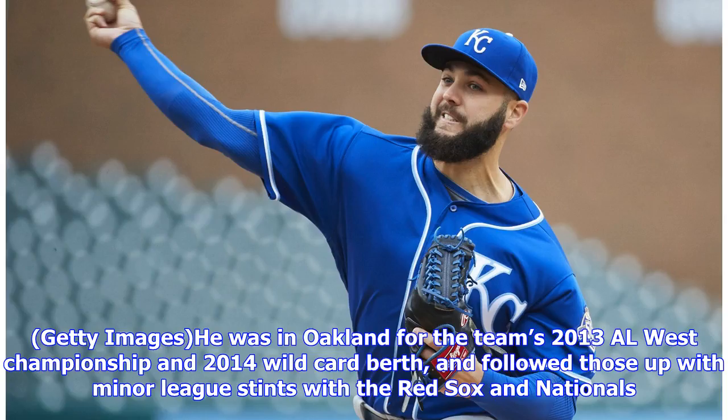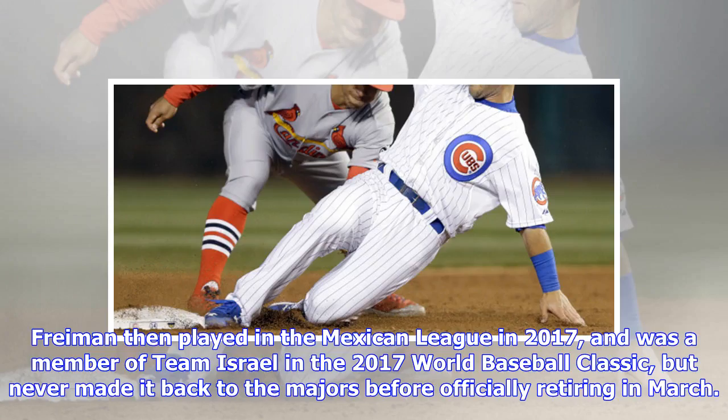Getty Images. He was in Oakland for the team's 2013 AL West Championship and 2014 Wild Card berth, and followed those up with minor league stints with the Red Sox and Nationals. Fryman then played in the Mexican League in 2017, and was a member of Team Israel in the 2017 World Baseball Classic, but never made it back to the majors before officially retiring in March.